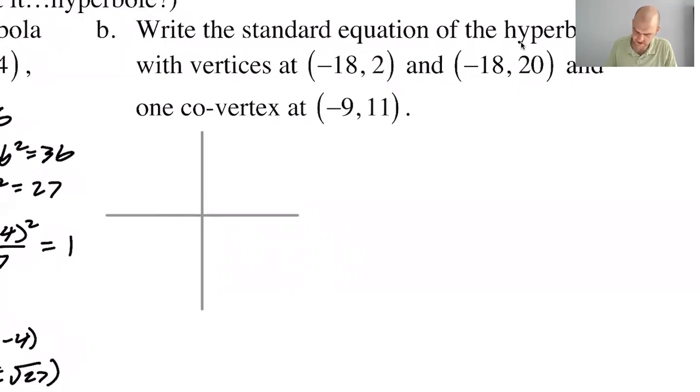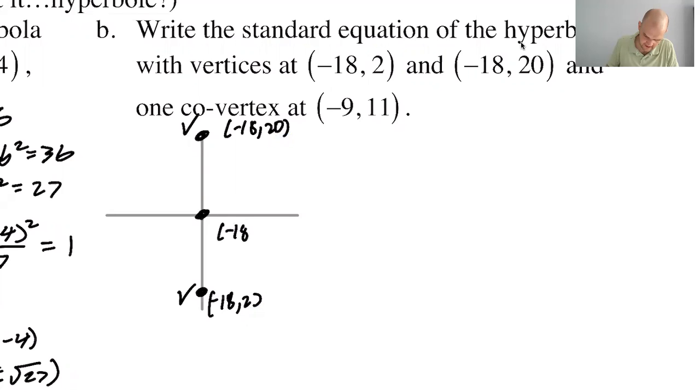So the vertices are negative 18, that's a vertical line, right? So negative 18, 2. I'll put this down here at negative 18, 2. I'll put this up here at negative 18, 20, and those are vertices. So now I know the center, right? The center is the midpoint of this. So 20 plus 2 is 22, divided by 2 is 11. So the center is negative 18, 11. Quick check. From here to here is 9. From here to here is 9, so probably right.